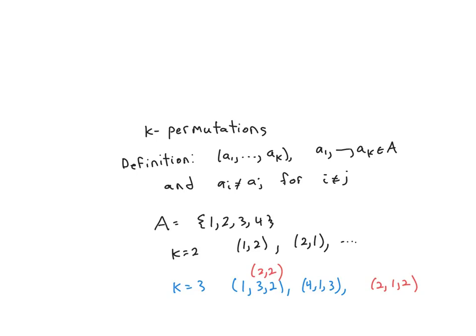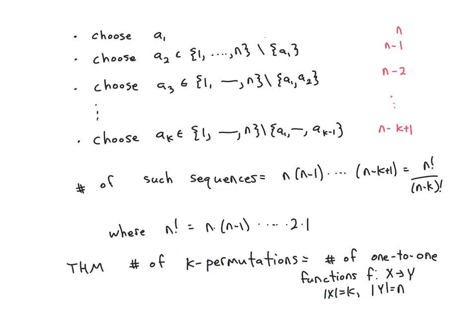Naturally, the next question you ask is, how many k permutations are there? Well, it's going to depend on the size of A. And for now, I'm going to assume A is the set of positive integers 1 through n for some n. So how do you specify a sequence of length k? Well, you have to specify the first entry, the second entry, the third entry, all the way through the kth entry.